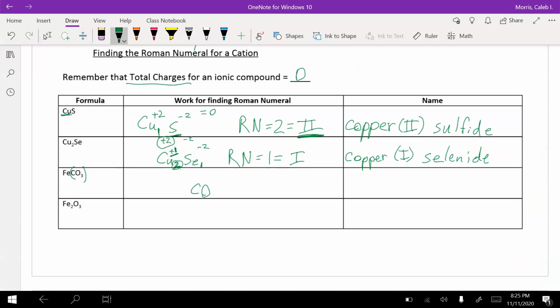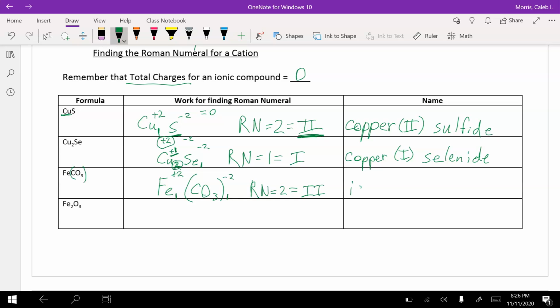So CO3 in parentheses has a -2 charge. Fe, that's what I want to know the charge of. Well, if I want to balance that out, I only have one CO3. The whole thing has a -2 charge. Then Fe has to have a +2 charge. If it was a different subscript, we'd have to divide. Since it's 1, 2 divided by 1 is still 2. So our Roman numeral is going to be 2, which is II.